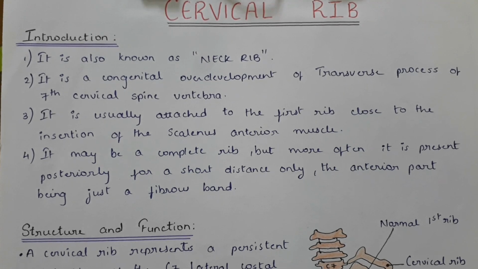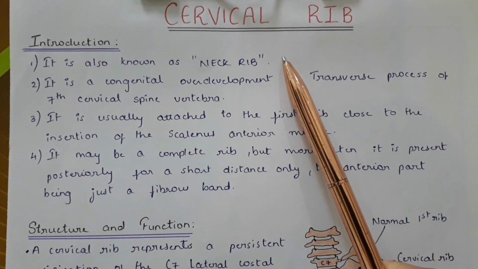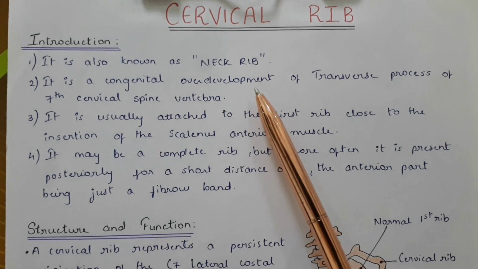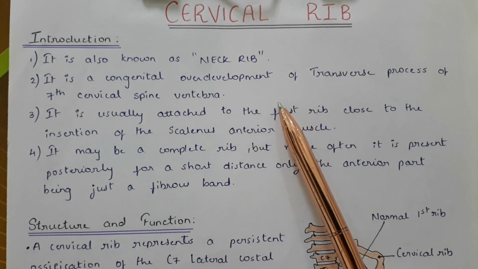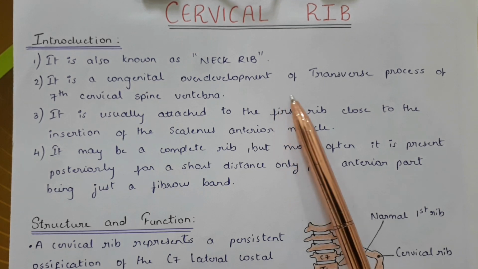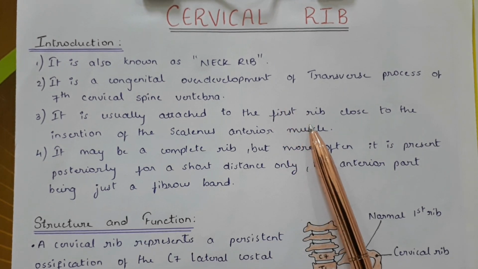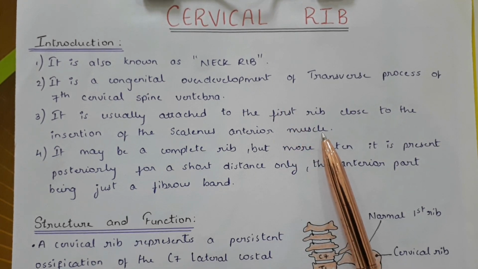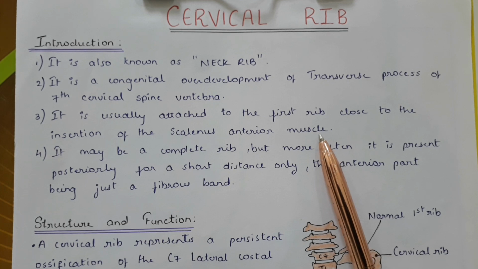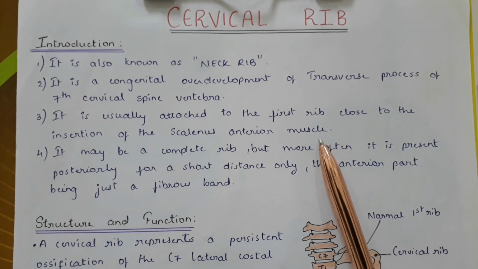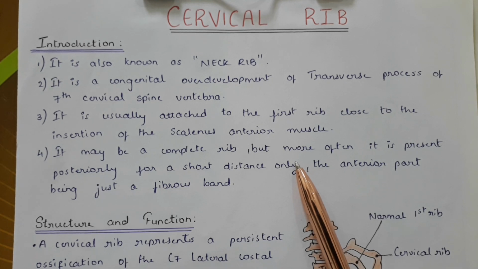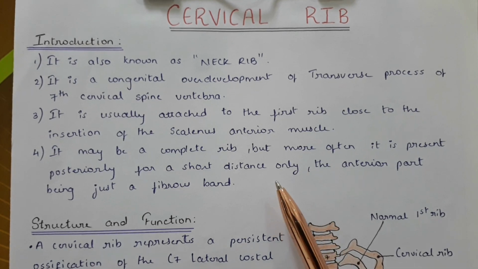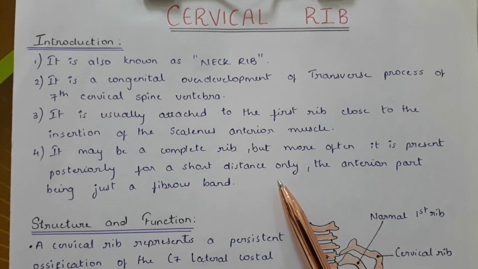Cervical rib. It is also known as the neck rib. It is a congenital overdevelopment of the transverse process of the seventh cervical spine vertebra. It is usually attached to the first rib, close to the insertion of the scalenus anterior muscle. It may be a complete rib, but more often it is present posteriorly for a short distance only, the anterior part being just a fibrous band.